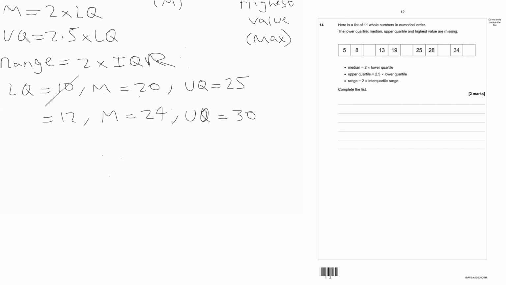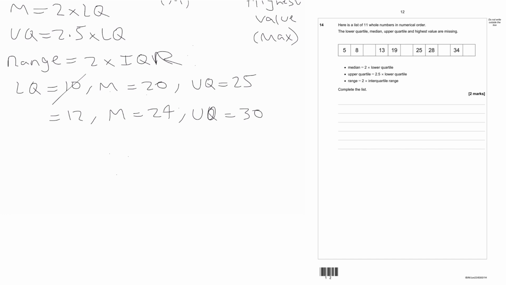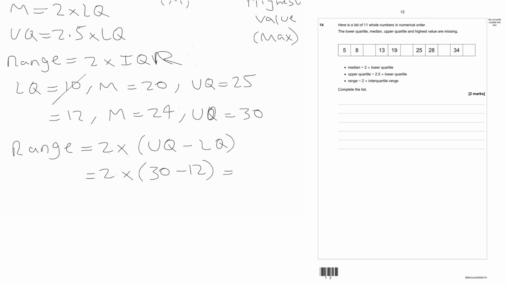And from this, we know that the median is 24, the upper quartile is 30, and we're told that the range is 2 times the interquartile range. Well, if that's the case, then the range is equal to 2 times (upper quartile minus lower quartile), which is equal to 2 times (30 minus 12), which is 2 times 18, which is 36.